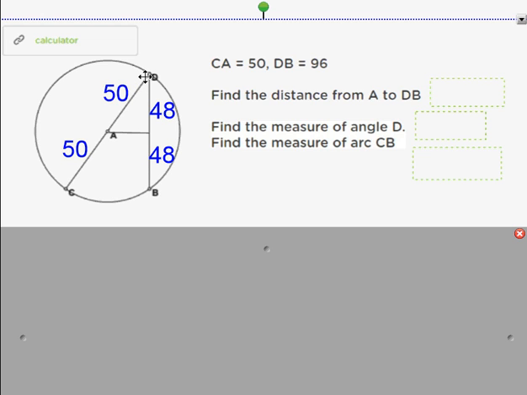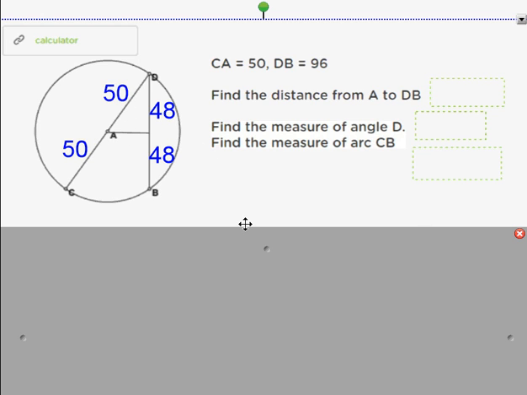So we've got two options. We can either do the Pythagorean theorem or we can look for a special right triangle. If you divide both of these numbers by 2, I get 24 and 25. And I remember the 7, 24, 25 right triangle. So I would have to double 7 and get this to be 14.